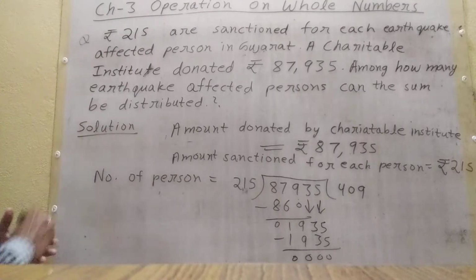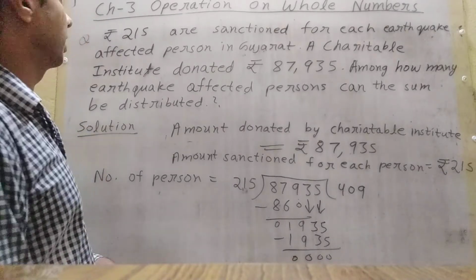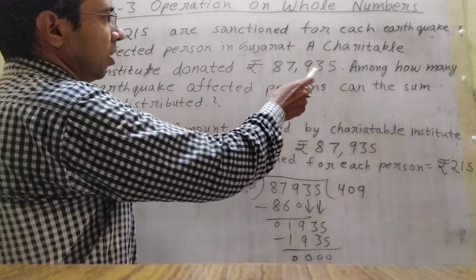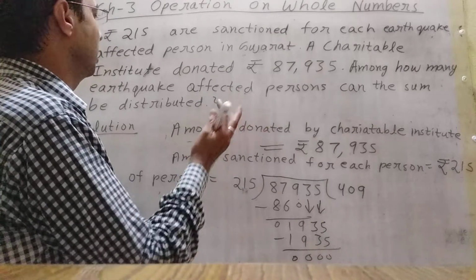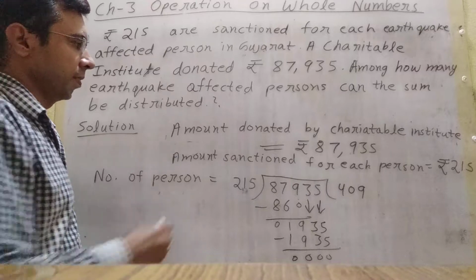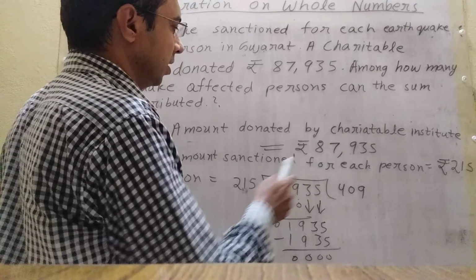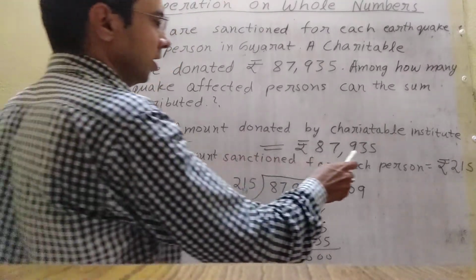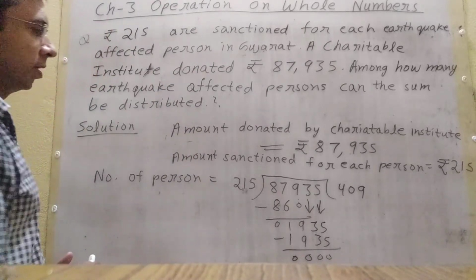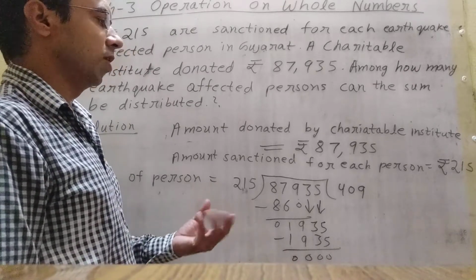Student, rupees 215 are sanctioned for each earthquake affected person in Gujarat. A charitable institute donated rupees 87,935. Among how many earthquake affected persons can the sum be distributed? Solution. Amount donated by the charitable institute rupees 87,935. Amount sanctioned for each person rupees 215. For the number of persons, we divide the amount donated by rupees 215.